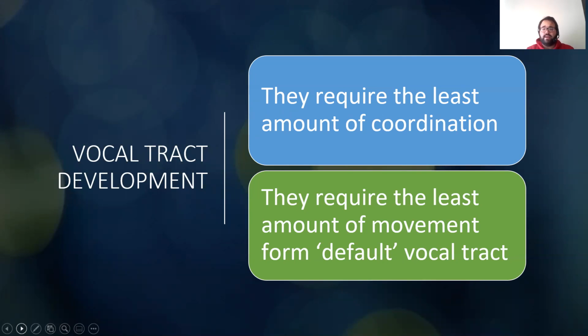Whereas for schwa and a, you barely have to move your tongue. They require the least amount of movement from the default vocal tract. If you just don't move your vocal tract from the default position, you are producing a schwa. And if you move slightly, so if you move your tongue a little bit, or you lower it a little bit, you produce an a, right? So these are the two vowels that are the easiest vowels to make, and that's the articulatory explanation of why babies first acquire the vowels schwa and a.